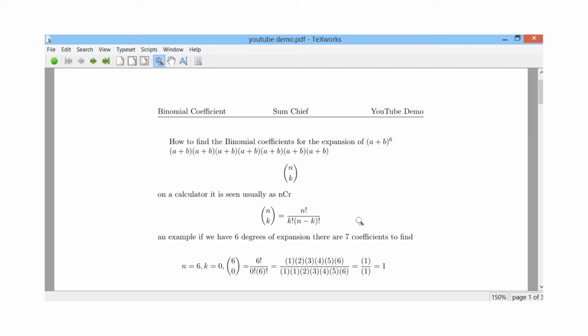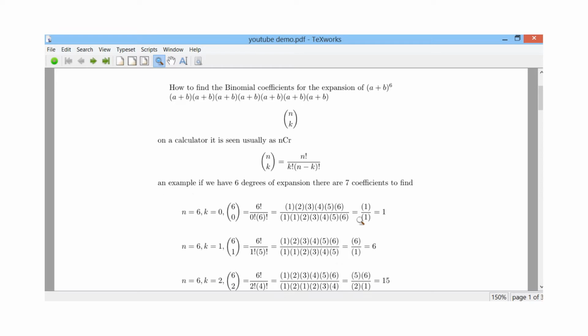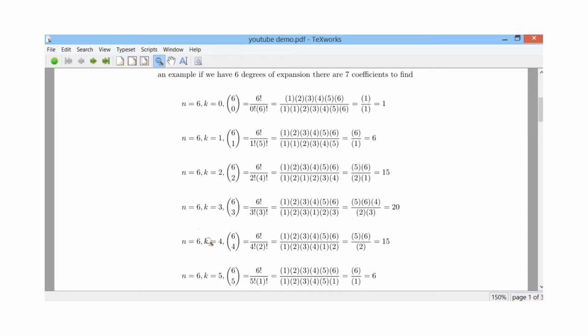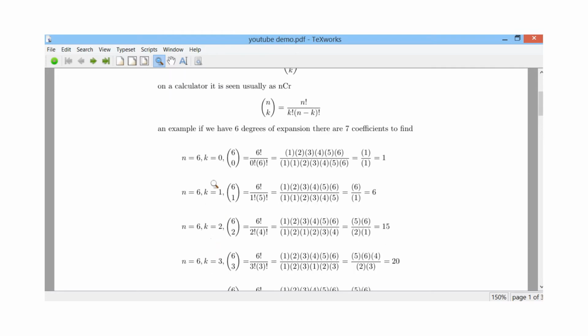I'm going to go into that in a little bit more detail now. Here we've got an example, 6 degrees of expansion, which will always yield 7 coefficients to find, because you're going from 0 to 6. So here's the formula: n choose k. Each time n is 6, and k goes from 0, 1, 2, 3, all the way up to 6.